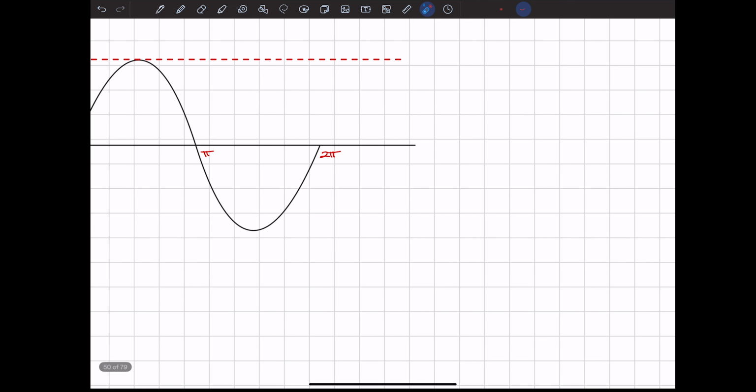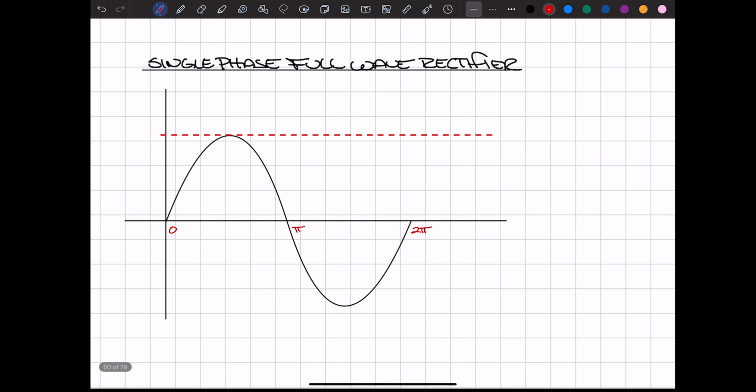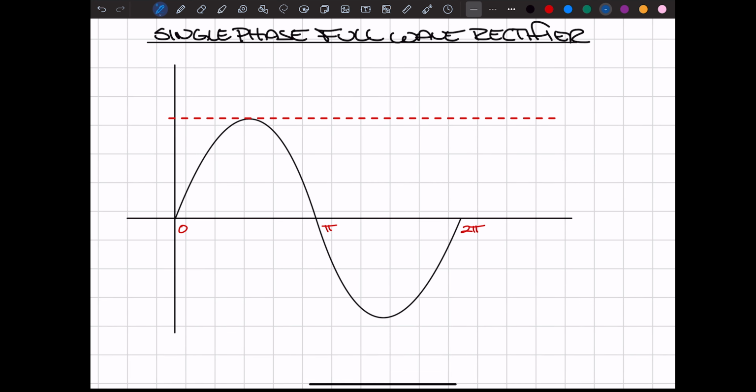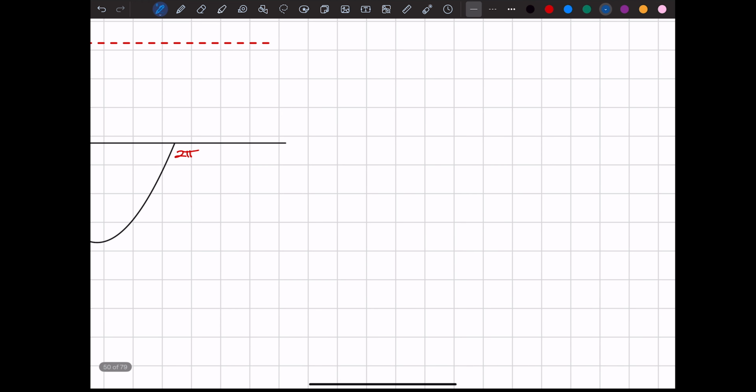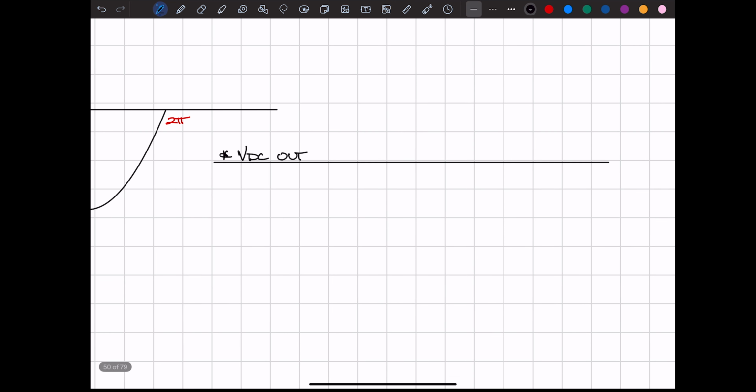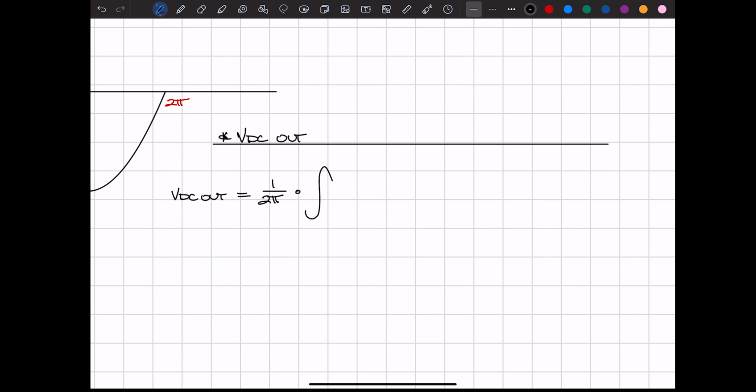And just like in the last problem, we're going to be solving for Vmax so that we can place any Vmax into the problem and get our VDC out. So the formula for a full wave rectifier VDC out is 1 over 2 pi times the integral of Vmax times sine theta, and once again we're looking between 0 and pi, minus the integral of Vmax times sine theta, but this time between pi and 2 pi.